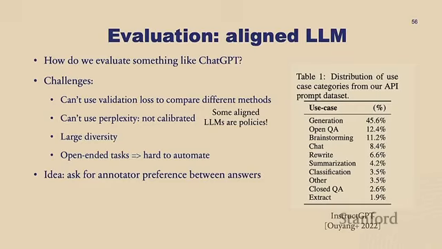Yes? I'm not sure I understand what you mean by can't use perplexity and not calibrated, right? Like the LLM is still doing next token prediction, right? So why can't perplexity be used?